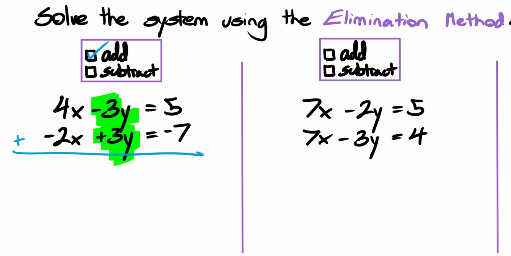And the one next to it with the 7x minus 2y equals 5, and the 7x minus 3y equals 4, which terms are going to cancel out this time? The x terms or the y terms? Yeah, you're right. The x terms are going to cancel out because you notice how they both have a 7? All right, and those 7s are both positive, aren't they? So if I add them, will I get 0? No, but if I subtract 7x from 7x, then I'll get 0. So I know for that system I need to subtract. So I'm just going to mark that down there.